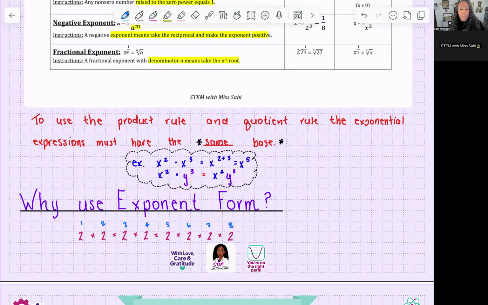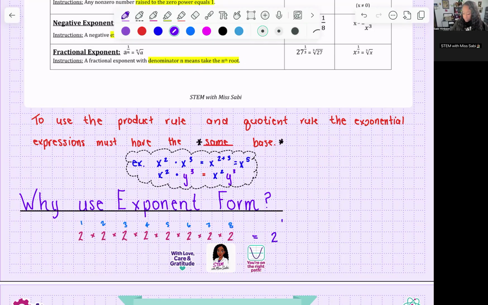Imagine having to write 2 times 2 times 2 times 2 times 2, however many times is this? How many times is this? 1, 2, 3, 4, 5, 6, 7, 8. Imagine having to write that over and over again, 8 times. Putting things in exponent form saves you from that. Instead of writing 2 times 2 times 2 eight times, I can just write 2 to the power of 8. That is simpler.